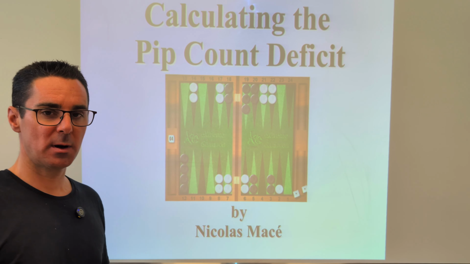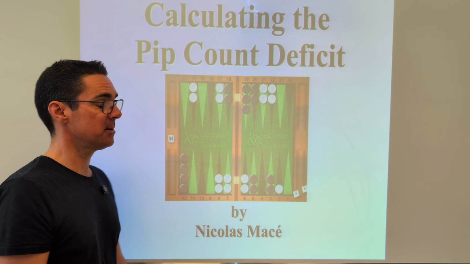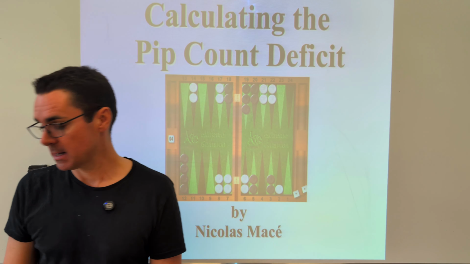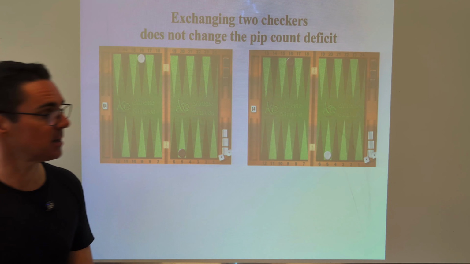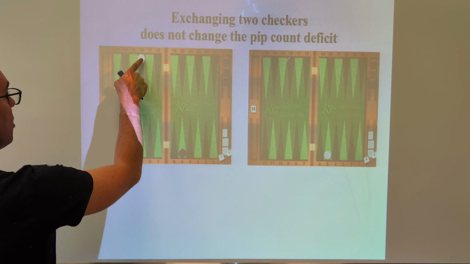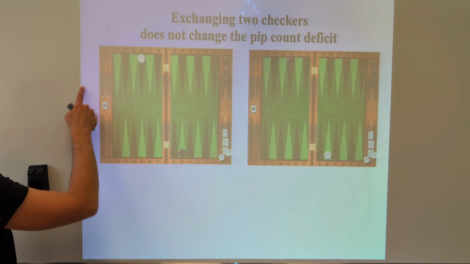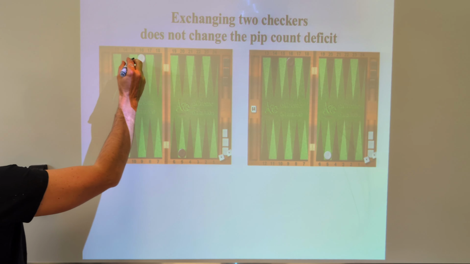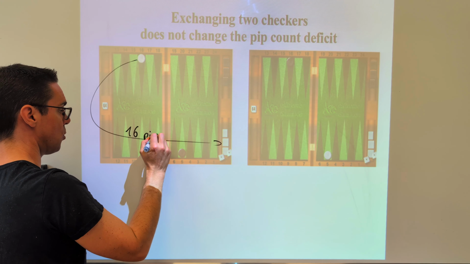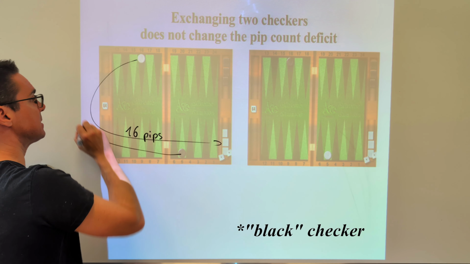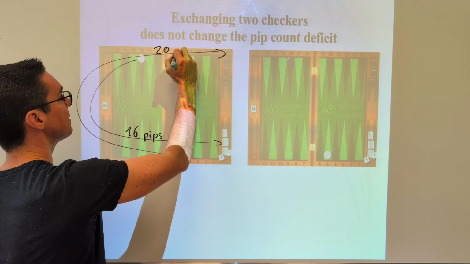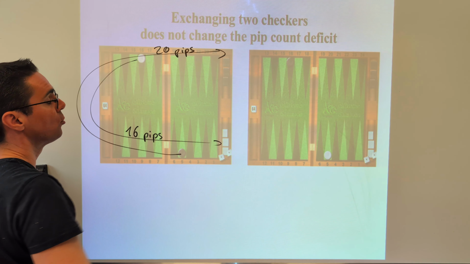Welcome to this video where we are trying to build up a method to calculate the pip count deficit in Backgammon. So, first, I want to look at this game to tell you that here, the white checker has a run of 16 pips to go home, and the black checker has a run of 20 pips to go home.